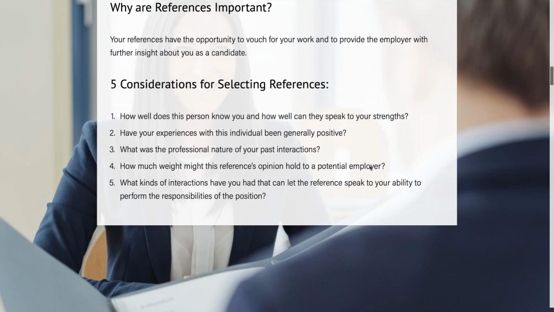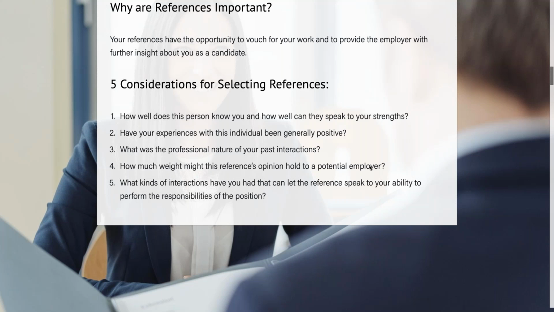Meaning, was this person a former supervisor of yours? Were they just a colleague? Were they a collaborator or a colleague outside of your department or your office? Those are some important things that you need to think about when you're selecting who the references are going to be that you want to include as part of this application process.